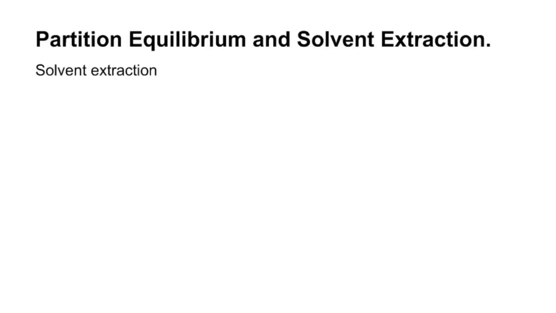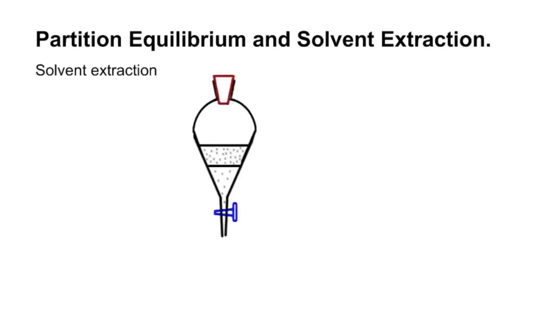Let's then take a look at partition equilibria and relate it to solvent extraction. Let's consider why it's called an equilibrium. In any equilibrium situation, you will always find two opposing processes. In a chemical equilibrium, it will be the forward reaction versus the reverse reaction. In partition equilibria, we see two red arrows here representing the two opposing processes: the movement of a solute between two immiscible liquids.